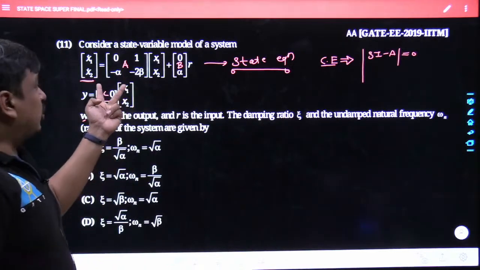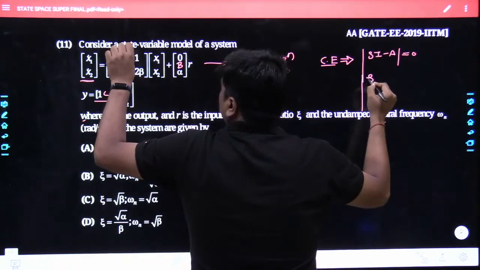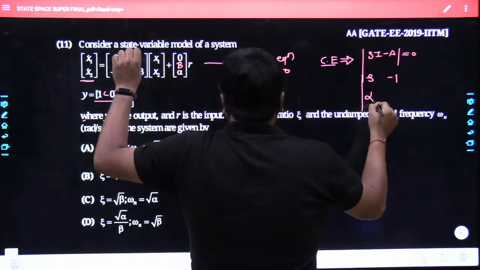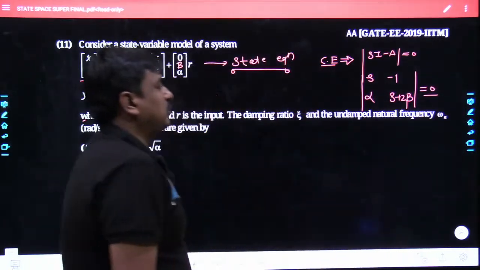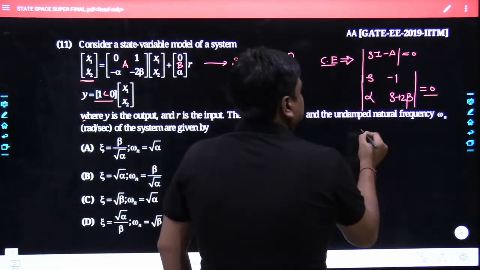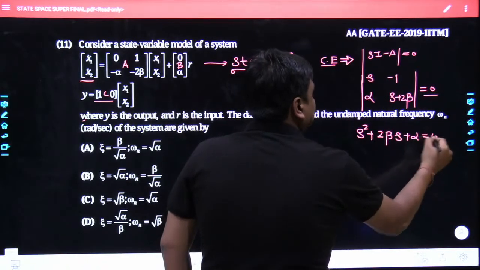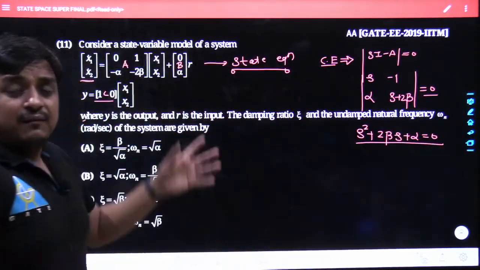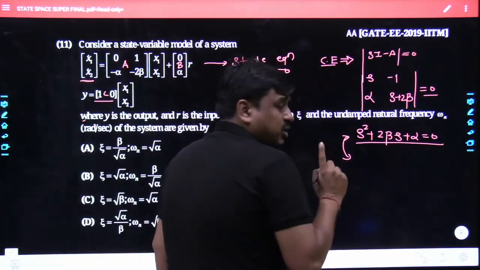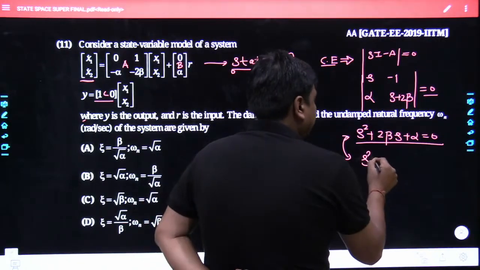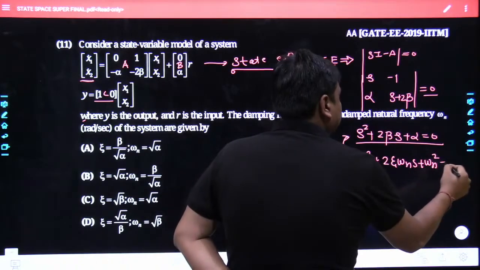You can see very well, it's of order 2. So obviously you will take its determinant, which becomes s minus 0, that's s minus 1 plus alpha s plus 2 beta is equal to 0, agreed? So here goes s square plus 2 times beta into s plus alpha is equal to 0. It's the form of the characteristic equation retrieved from this given problem. And now I compare this equation with the standard form of the second order system, where it is s square plus 2 zeta omega n s plus omega n square is equal to 0.